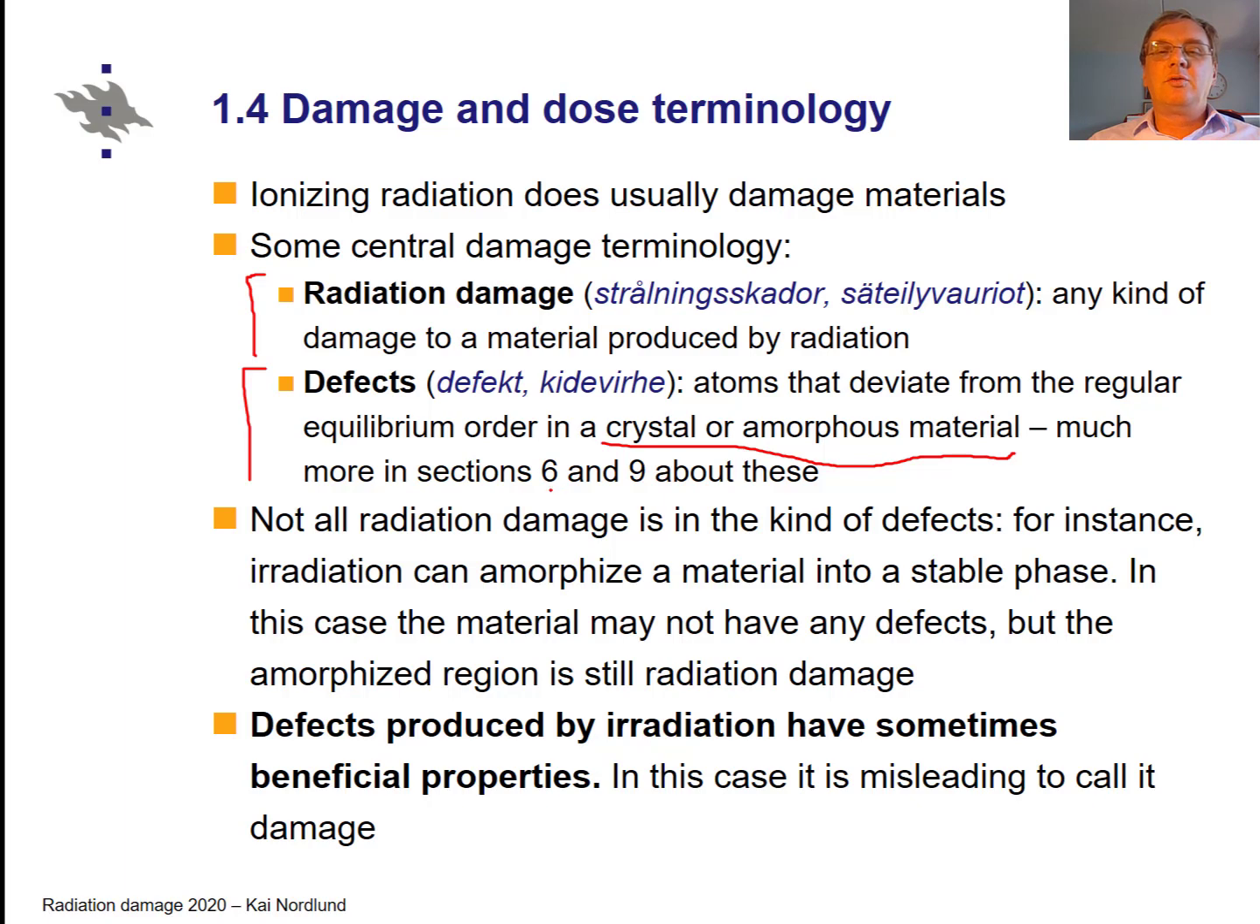And we will go into a lot more detail about defects in this course, especially in sections 6 and 9. But there are other kinds of radiation damage than defects. One can amorphize a material into a stable or metastable phase. This is not really a defect, it's a different phase, but it's an effect of radiation. And as I said already, they can be beneficial, so radiation damage is by no means always harmful.